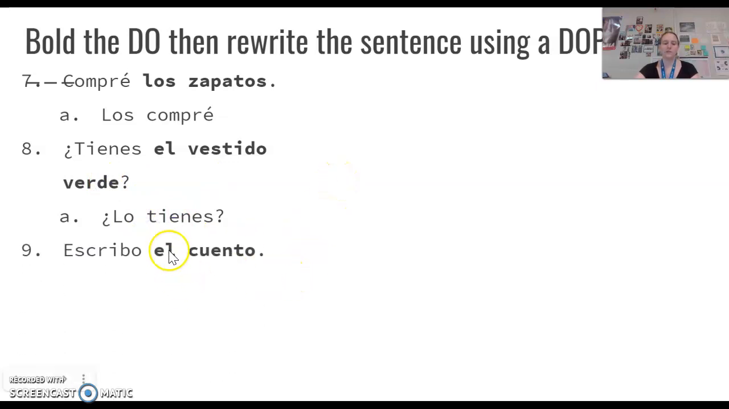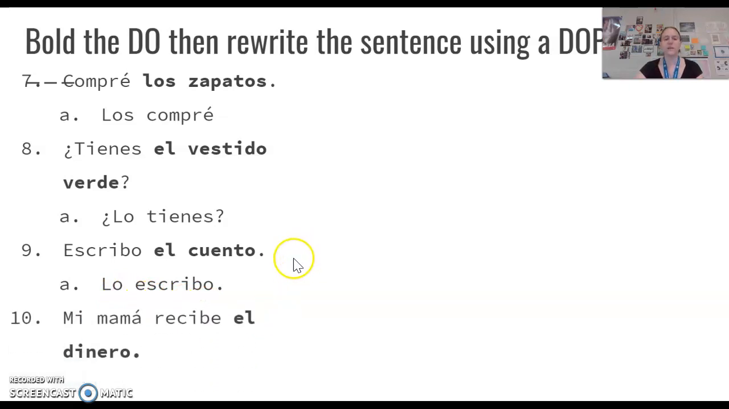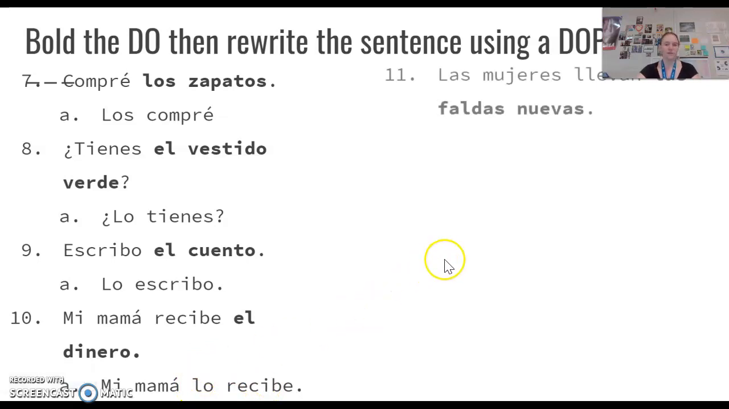Escribo el cuento. I write the story. Who or what do I write? The story. Lo escribo. I write it. My mom receives the money. Mi mamá recibe el dinero. Who or what does my mom receive? El dinero. Mi mamá lo recibe. My mom receives it. Number 11.